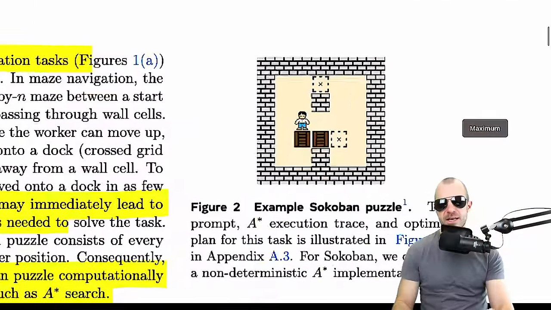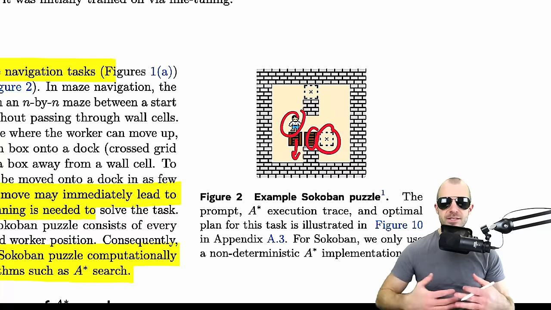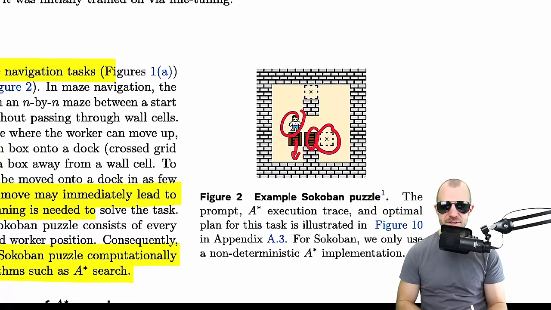So for example, this game right here, this Sokoban puzzle, where this person has to push all the crates into the respective places. Any crate needs to go to a space on the floor, but you can only push, you cannot pull. And thus, if you push, for example, this crate down here, the game is over because you have no way of getting it back. So planning ahead is really important in these situations and in many, many real world situations.